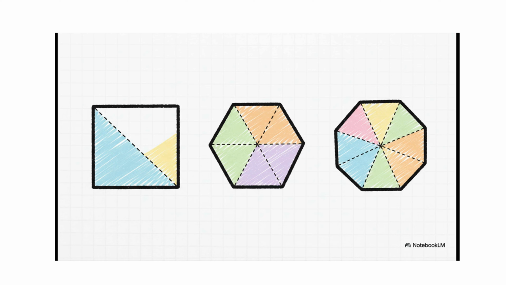Now, think about some other shapes for a sec. A square has 4 sides, and that gives you 2 triangles. A pentagon with 5 sides gives you 3. Are you seeing the pattern here? It's always the number of sides minus 2.